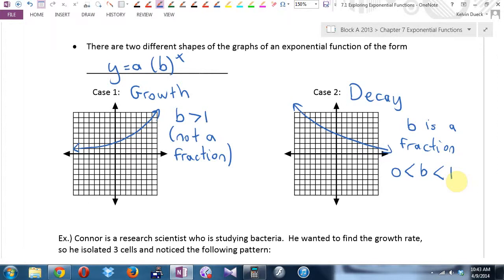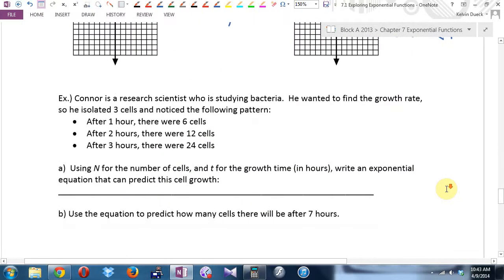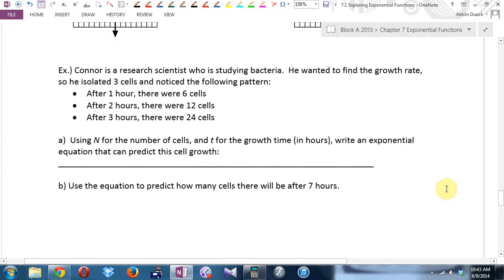So, where do we apply some of this? All over the place. Almost anything, such as a population that grows or decays, follows an exponential curve. There are all sorts of neat applications: radioactivity, population growth, disease spread, food, all sorts of stuff. So here's a basic one. Connor is a research scientist who is studying bacteria, and he wanted to find the growth rate.